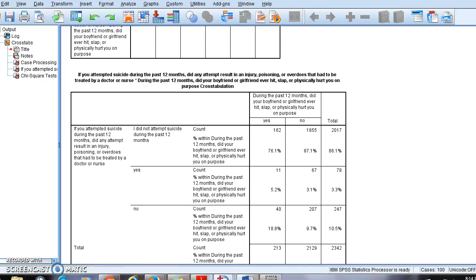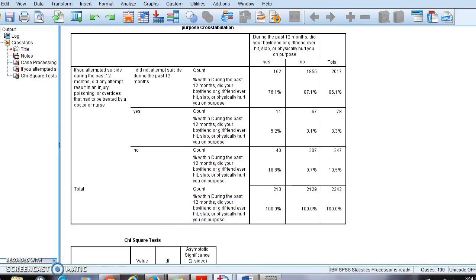Scrolling down, this is our cross-tabulation table. And like I said, we did column percentages. So column, remember, goes down. And if you ever get stuck or need help distinguishing between columns and rows, you can always look at your total. The totals down here are 100%, so you know you're going to read going down.